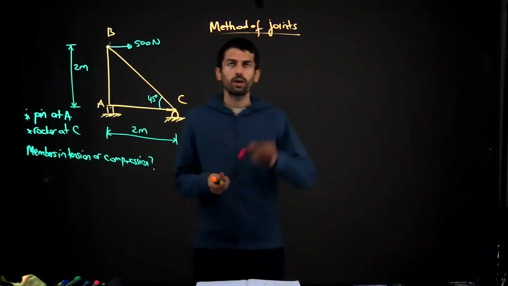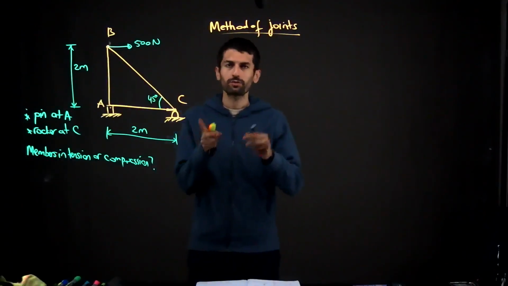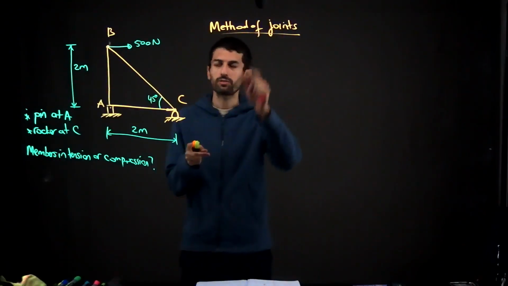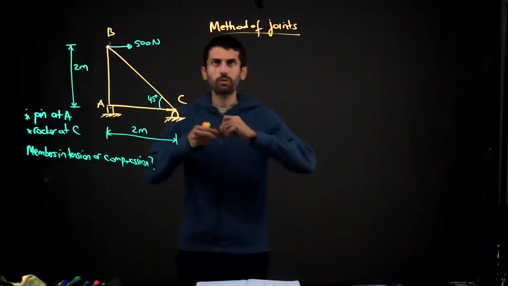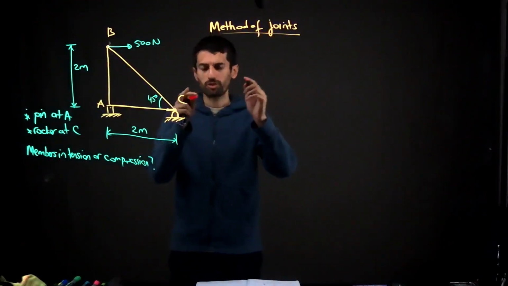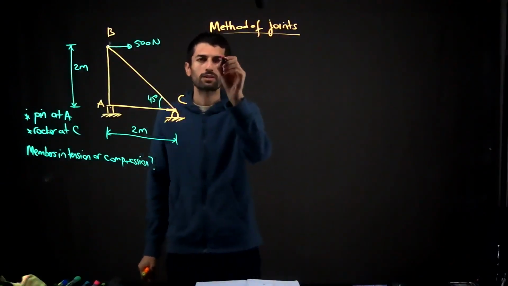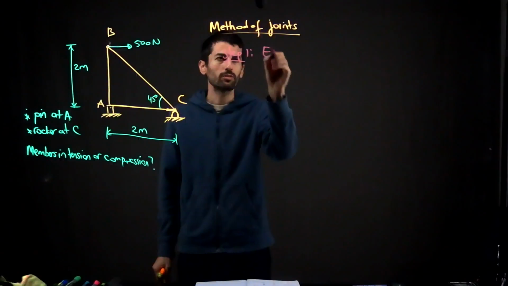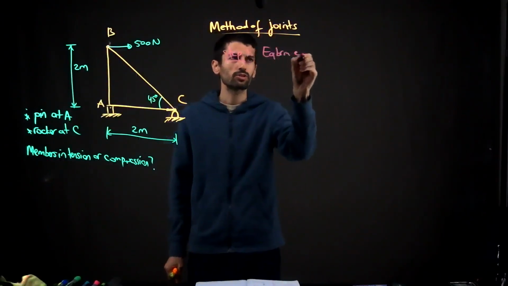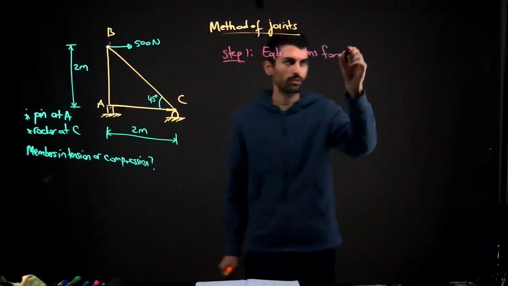So I will use the method of joints. So you will see that we have two methods, and one of them is the method of joints. And then before we start to apply the method of joints, what we will do is write, step one, we have to write the equilibrium equations for the whole truss.